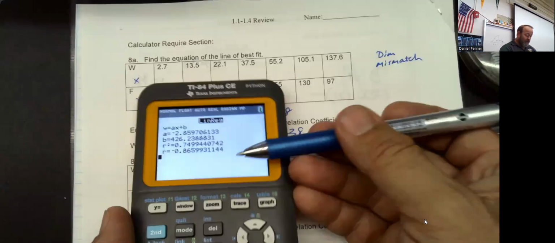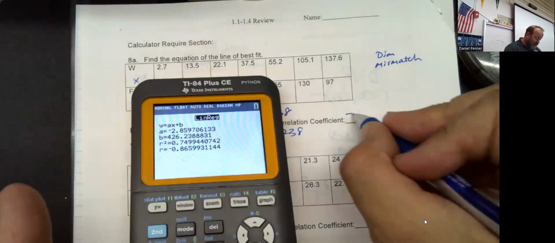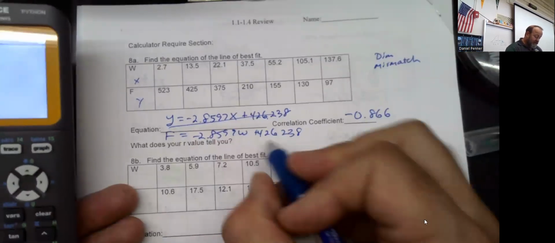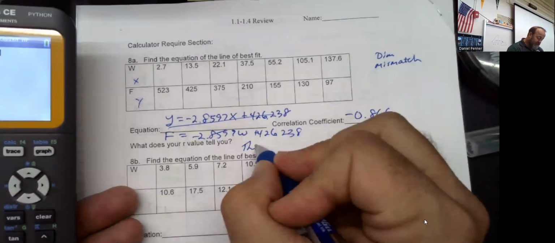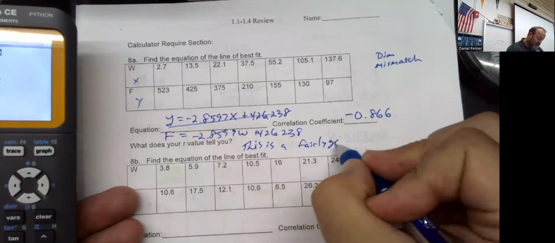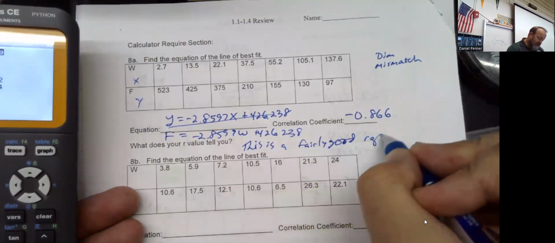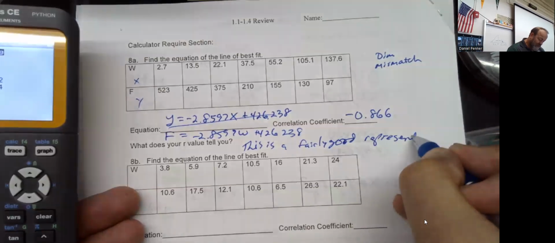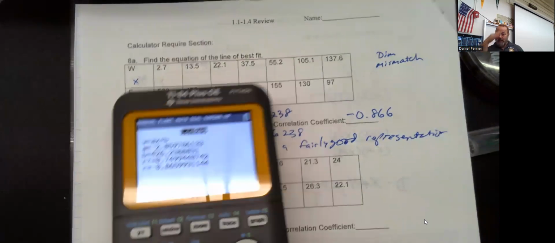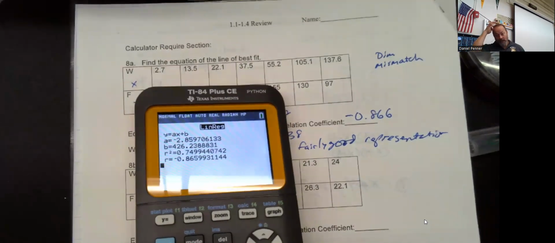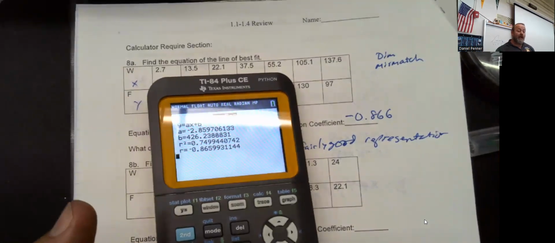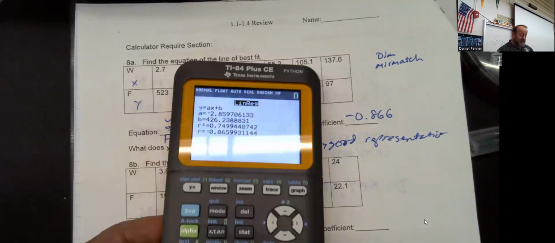And my correlation coefficient is R, which is negative 0.866. What that actually tells me is this is a fairly good representation of the data. You could think of it like a B, 86%. The fact that it's negative is because it was coming downhill. Now, 0.866 is actually fairly close to negative 1. In the scientific community, they would actually say this was great.